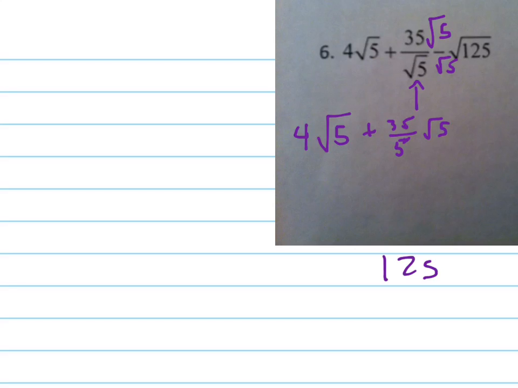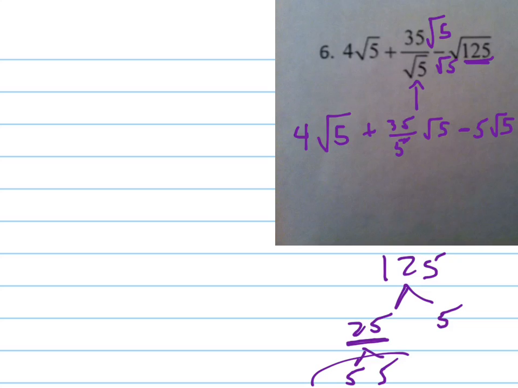And let's do 125. 125 is 25 times 5, and 25 is a perfect square. It's 5 times 5, so 5 is going to come out. So this is going to be negative 5 root 5. Again, this simplifies down into 7 root 5.